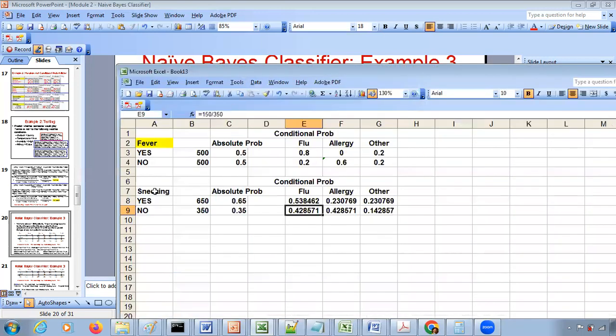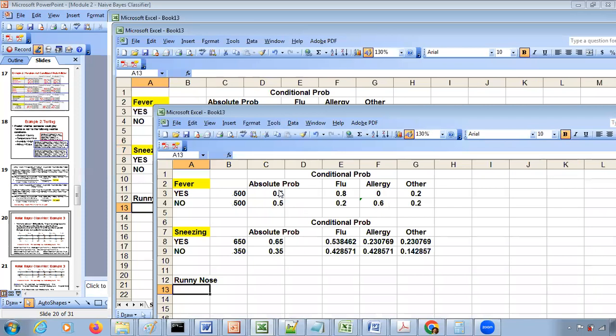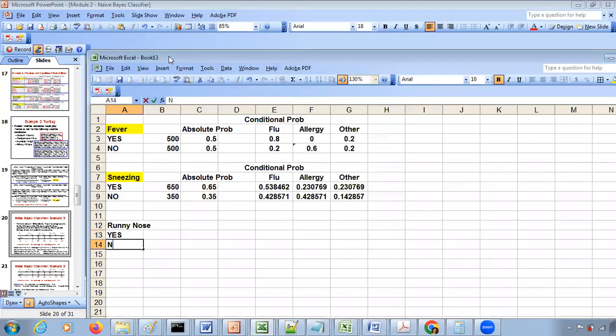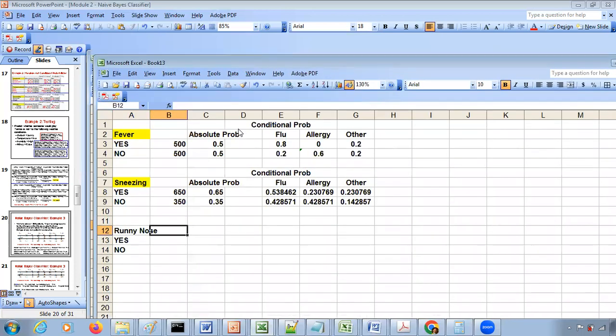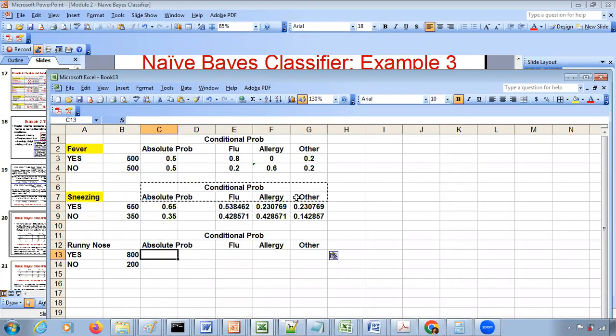So let's do it now for runny nose. Again, we have yes and no as the feature values. So we have 800 reported yes for runny nose and 200 reported no. So the absolute probabilities are 800 over 1000 for runny nose as yes, and 200 over 1000 for runny nose as no.